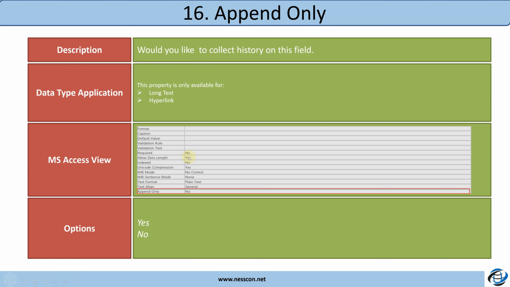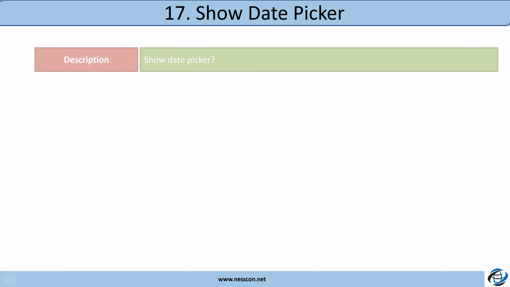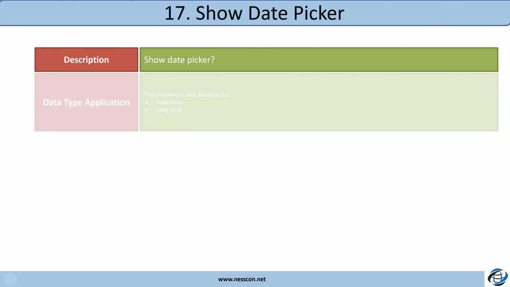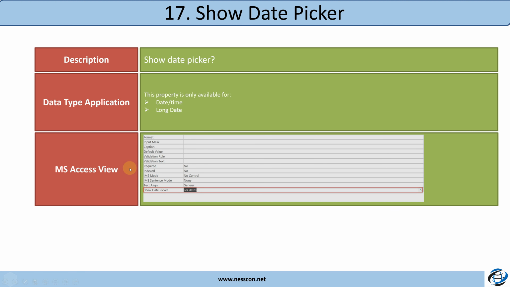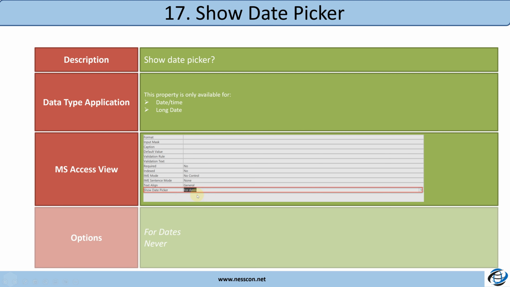Then the next property is show date picker. Description is the same, show date picker, yes or no. This property is available for date time and long date. And this is the view, show date picker, and by default for dates. And the options are for days, for dates, or never.